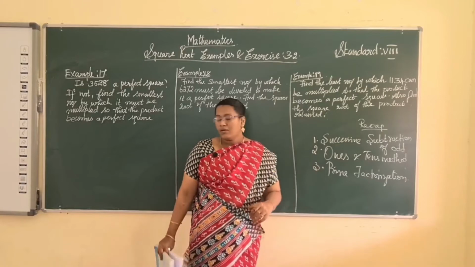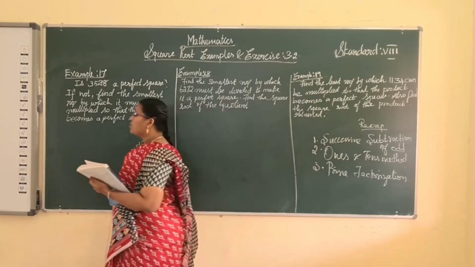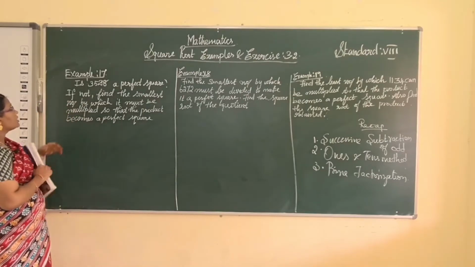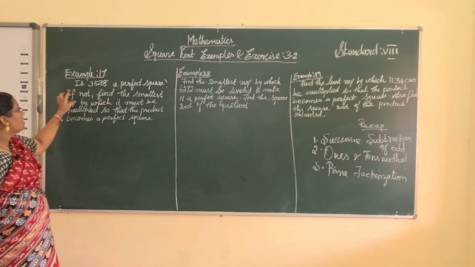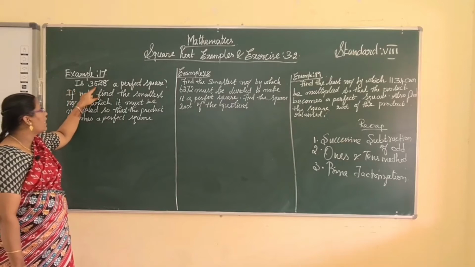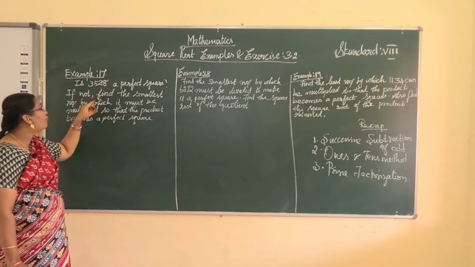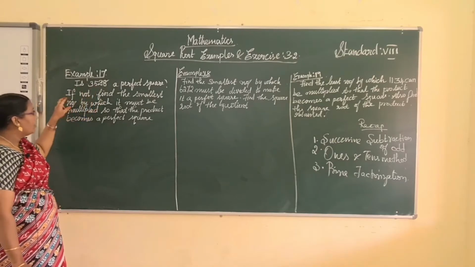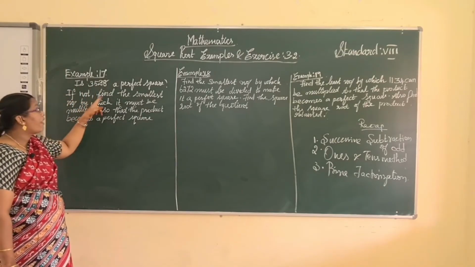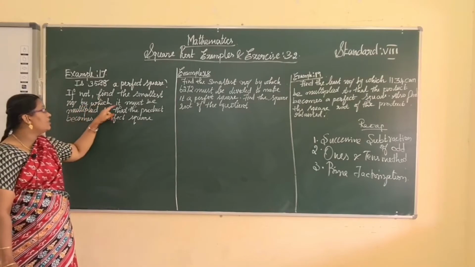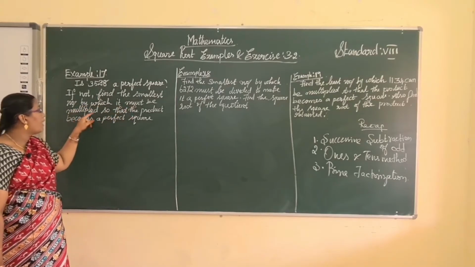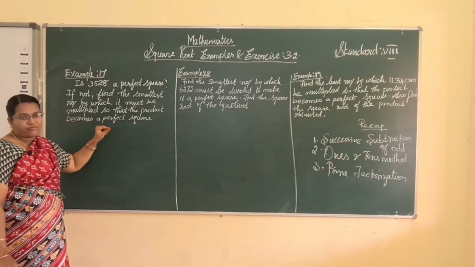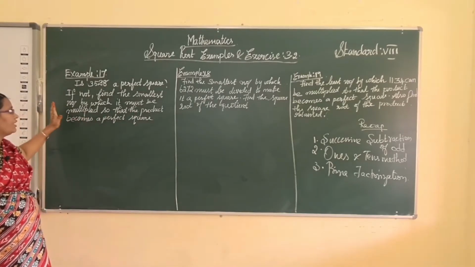Today we are going to learn about the examples, problems and exercise 3.2. First, let us see example 17. Is 3528 a perfect square? If not, find the smallest number by which it must be multiplied so that the product becomes a perfect square. So what is the meaning of the given question?